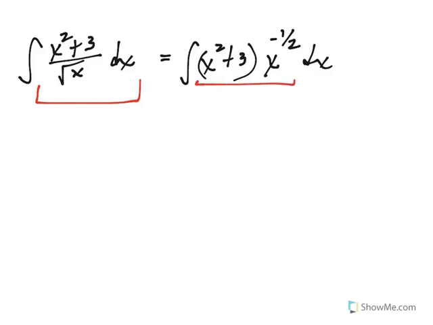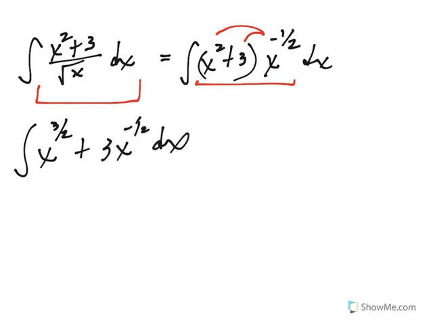I now have a product, so I'm going to take that x to the negative 1/2 and distribute it to both of those. This gives me x, remember, if they have the same base, you add the exponents, so that's 4/2 minus 1/2, that is 3/2, plus 3x to the negative 1/2 dx. And then I'm going to split these up, but I'm not going to rewrite them separately. I'm just going to integrate each one of those individually.